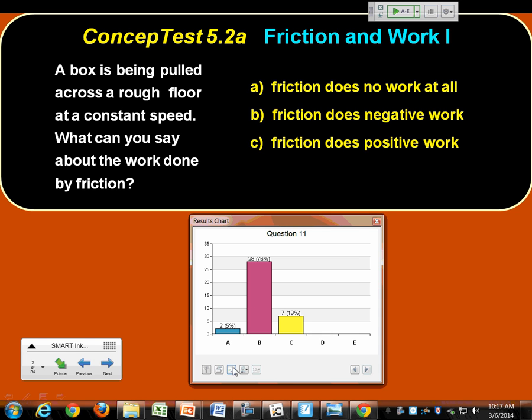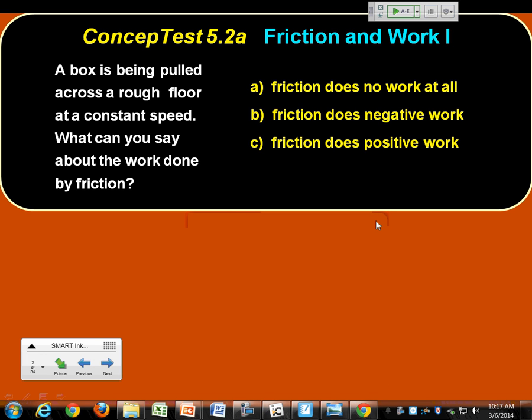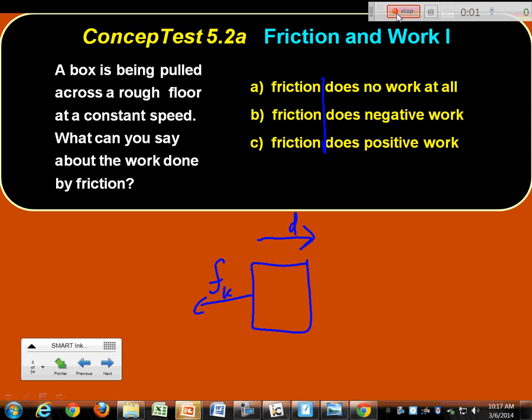Okay, friction does negative work. That's correct, because the frictional force is opposite the direction of the displacement. So if my displacement is in this direction, my frictional force, which is a kinetic frictional force, is in that direction. What is the net work on this object? Okay, we're not looking at friction, but what is the total work? Do you have no work at all, negative work, or positive work being done on this object? This is the total work that's being done on the object.